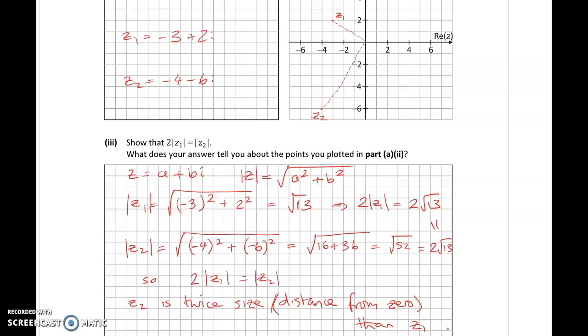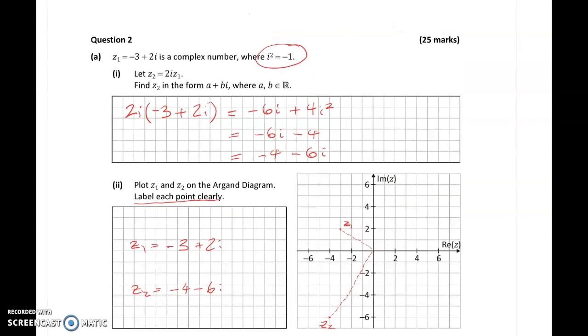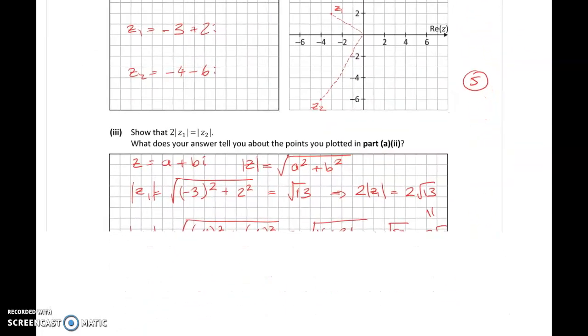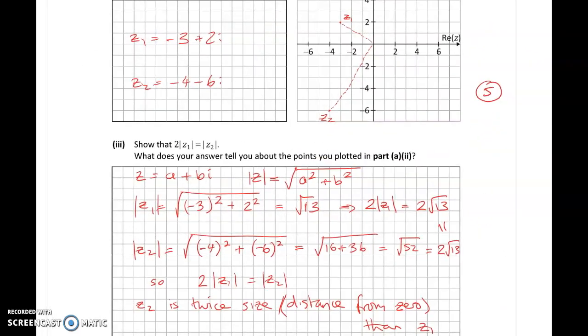So that page, we had 5 marks for working out the Z2. We had 5 marks for being able to clearly plot the points, etc., and label them. And then this last part, part 3, was worth also 5 marks. Now you can see you had to work a lot harder for this 5 marks than for the previous 10. But that's the way it works.